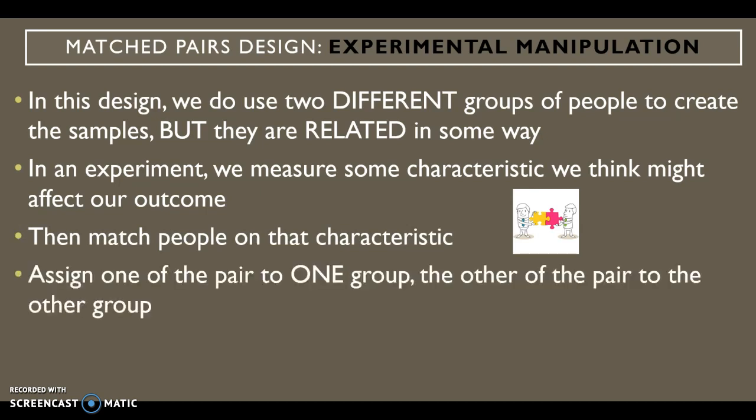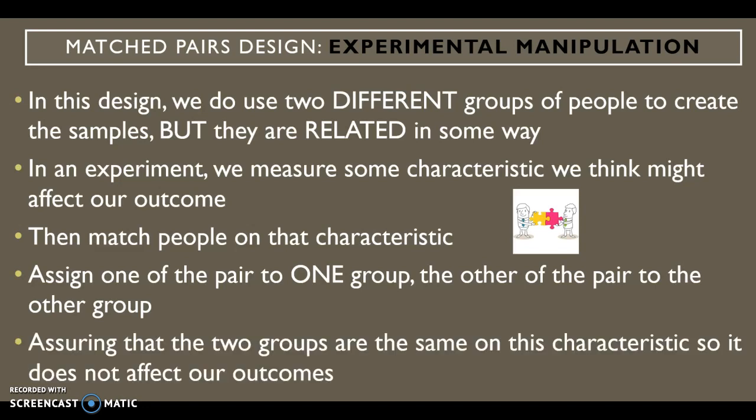And then one person in that pair is going to go into one group, and the other person who has the same level of that characteristic is going to go into the other group. Okay? So you'll see how that's why those groups are related. Because the one person in the pair went to one group, that person's partner is going to go into the other group. Okay? What this does when you match them this way is that it assures that those two groups are the same on this characteristic, so that it doesn't affect the dependent variable at all.